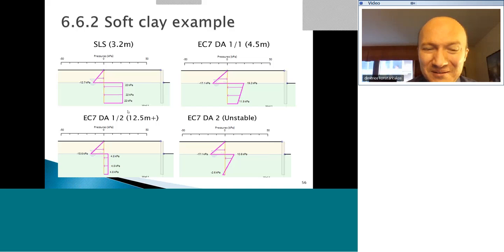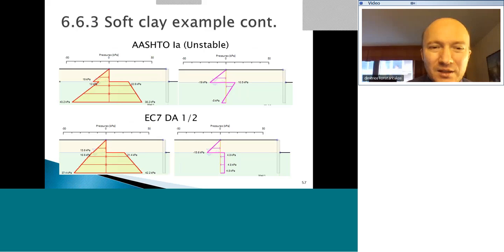So it's one of those things that you've calibrated nicely your models for and your load factors for some specific case, but then you forget to check against your reality. So, looking at design approach 2 for Eurocode 7, unstable. You cannot make that work unless you do some $1 billion or €1 billion soil improvement. Not that AASHTO is any different.